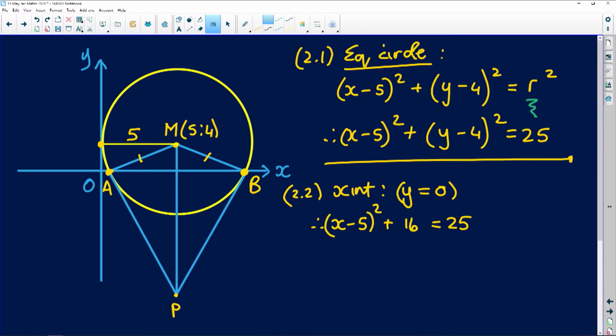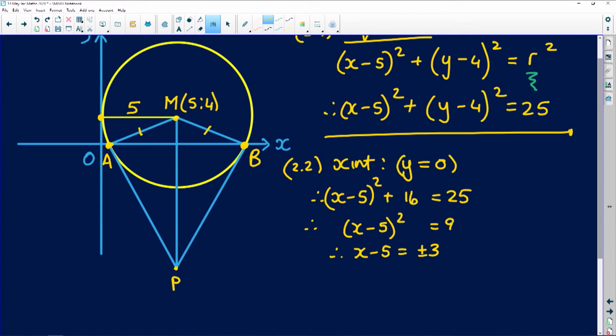Okay, if I throw the 16 over, it becomes minus 16, which leaves me with a 9 on this side. And on the left-hand side, I have x minus 5 squared. I take the square root of both sides, and I have plus or minus 3. Now, all that's left is to take the 5 over. So it's positive 5 plus or minus 3. The one that's closest to the origin is XA.